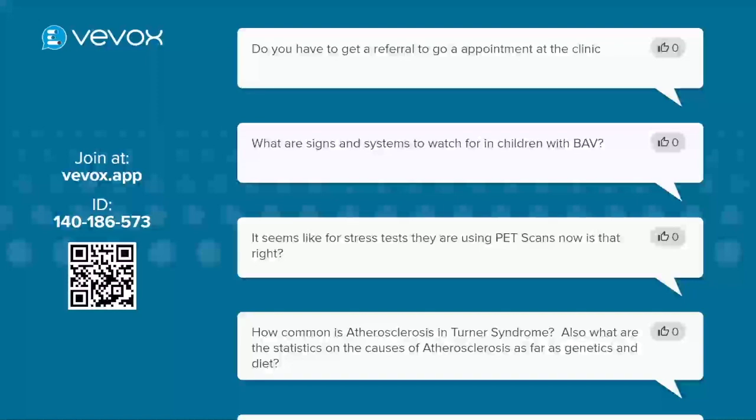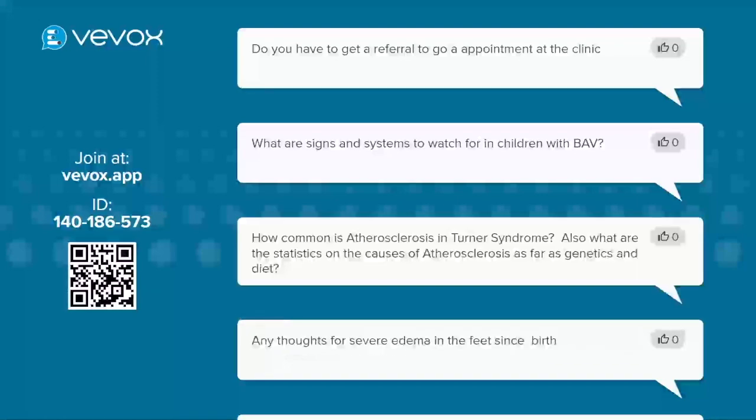It seems like for stress tests, they're using PET scans. Is that all right? PET scan is a special kind of CT scan that looks at the coronary arteries and can tell you if you have a heart artery blockage. It's one of the screening tests that I recommend for people in their 40s and 50s with Turner syndrome because it can pick up blockages that are very small and haven't caused a heart attack or stroke yet. So it is a reasonable screening test.